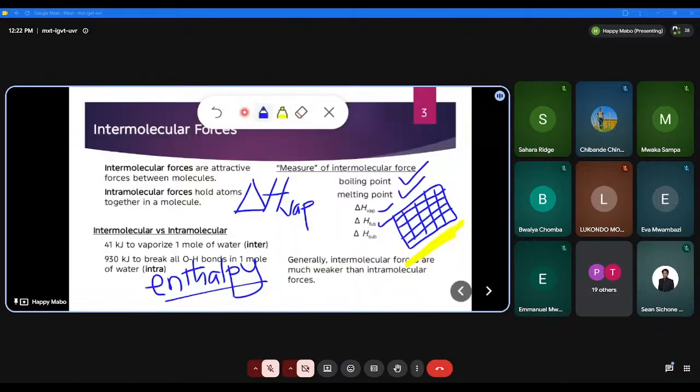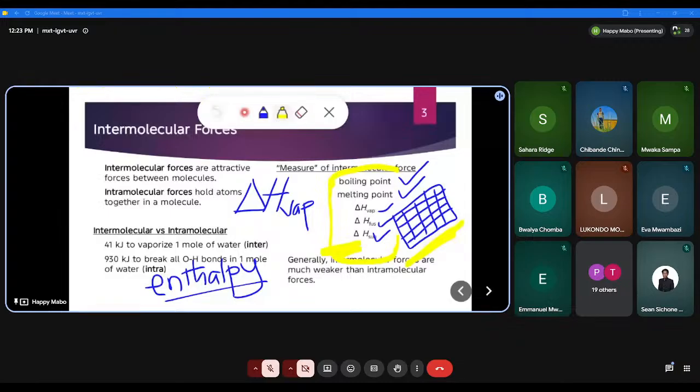Okay. Then you have the last one, which is the change in enthalpy of sublimation. The change in enthalpy of sublimation of a substance is the energy in kilojoules that is needed for you to change the state of a substance from solid to a gas. So all these parameters that we have talked about here can be used to determine the strength of the intermolecular forces in a given compound.